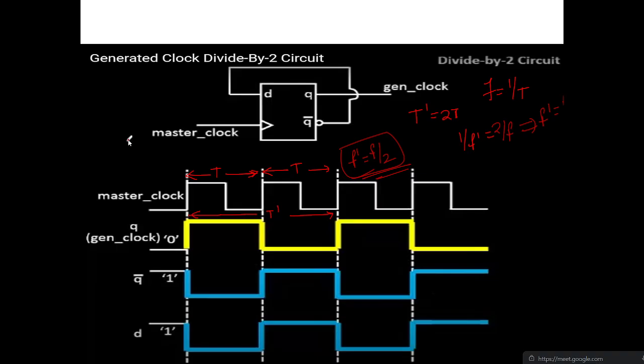Did you understand this? Yes, sir. This is the basic clock divided by 2. If you want to divide the clock by 2, you need to use a D flip flop with Q bar connected to D, and a master clock is given. During the active edge of clock only, the output will change, and you get a resultant of twice the T. As this is twice the T, frequency will be divided by 2. Is it fine? Shall I move forward? Yes, sir.